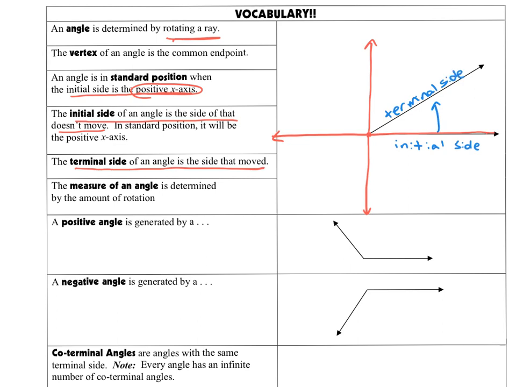Now, of course, it could rotate all the way around, and that's going to be a new idea for us because the terminal side didn't have to stop here. It could have stopped here, or in fact, it could stop down here, or in fact, could keep rotating around and around and around, and then just stop wherever it wants.